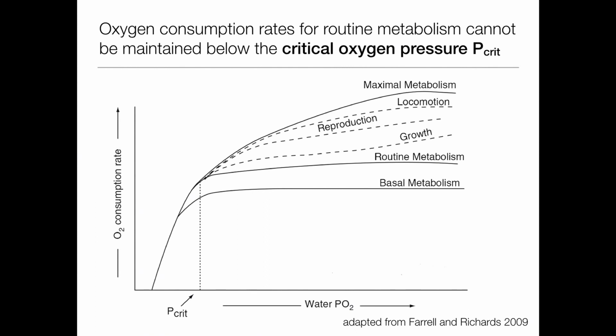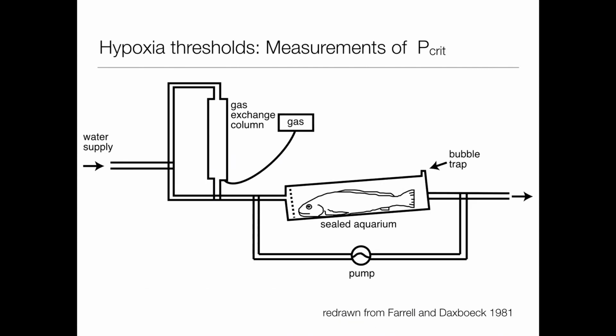And so this critical oxygen pressure is the point, the pressure of oxygen in the water, at which they can no longer maintain the regular oxygen consumption rate. So that has a really defined point here, and it can be compared across a bunch of different animals, and is often used as a measure of hypoxia tolerance for animals in the ocean environment. And so how do you make these measurements?